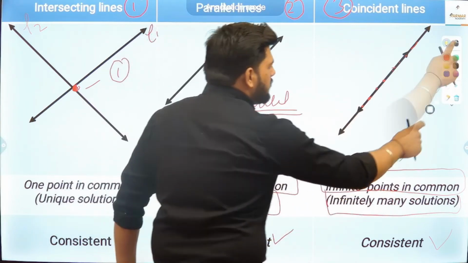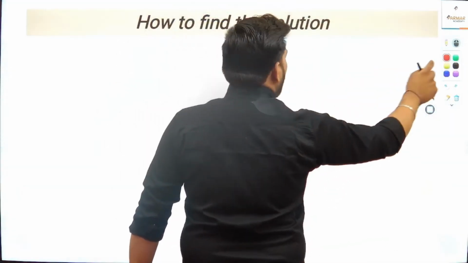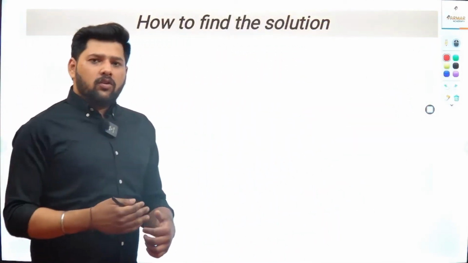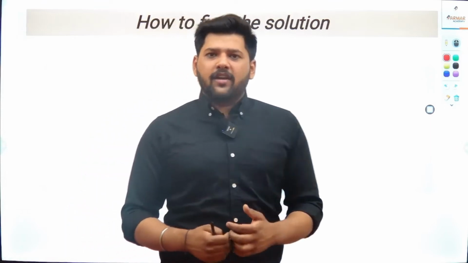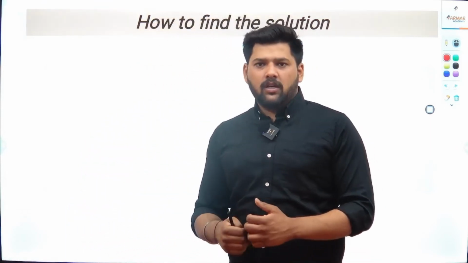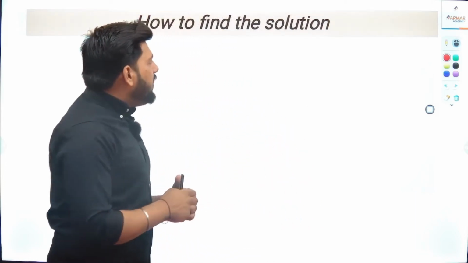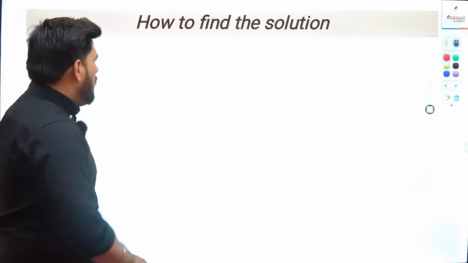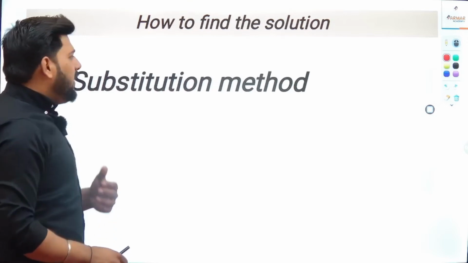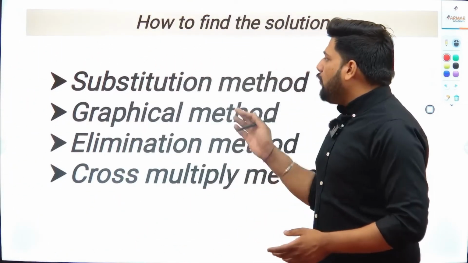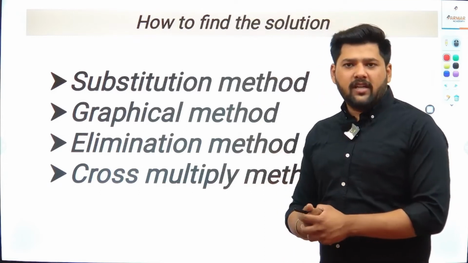The next one is how to find the solution. As we know from the last slide, what is the solution? A solution is a common point to both the equations or the straight lines. Now the content is how to find such solutions. So look at here, there are 4 methods according to NCERT grade 10th to find the solution of a pair of linear equations in 2 variables.